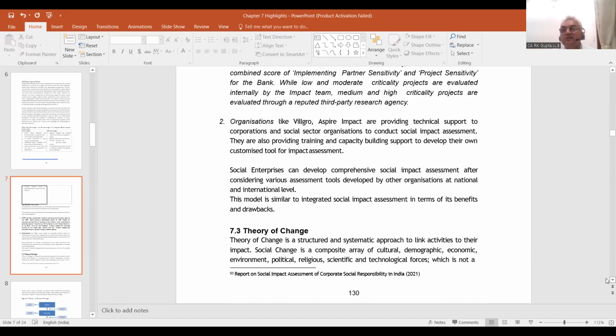And the third model could be that you take help of some software expert. So you install some sort of software. So that is a type of tool and you do it yourself. So this is the concept.